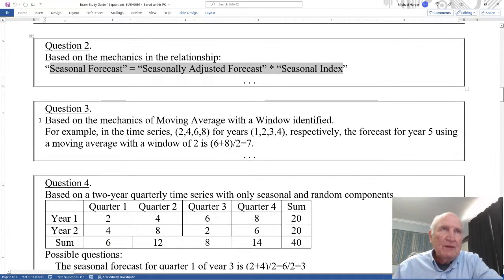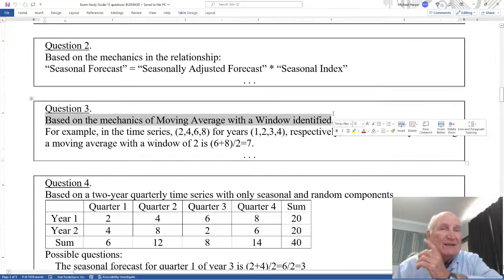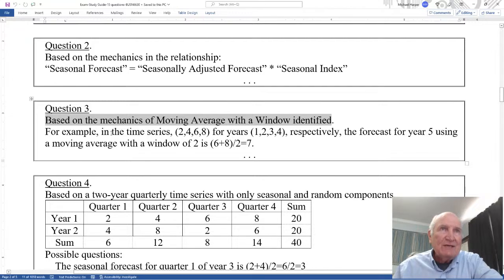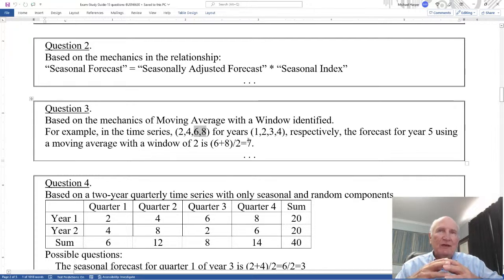Question 3 will be based on the mechanics of moving average with a window identified. So I'll give you the window. For example, in this time series 2, 4, 6, 8, for years 1, 2, 3, 4 respectively, the forecast for year 5 using a moving average with a window of 2 is you add the last two numbers, 6 plus 8, divided by 2, is 7. I could ask a moving average window of 2, window of 3, window of 4, and so you'll be adding and taking an average of numbers. So there's where the calculations come in.